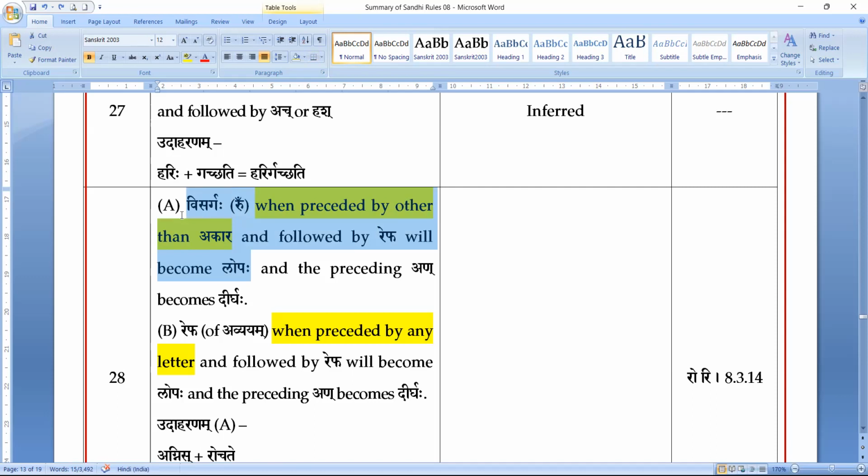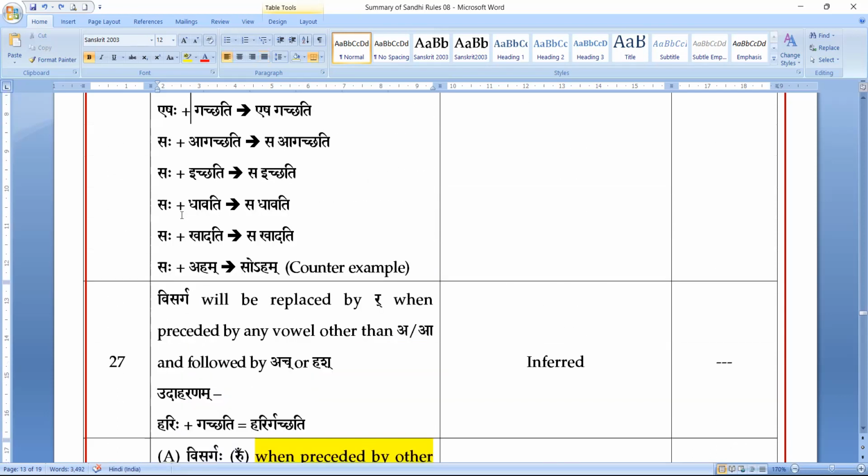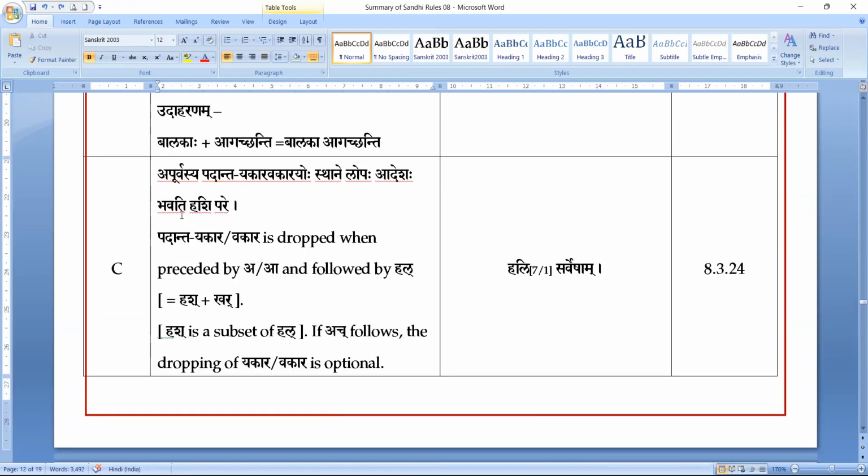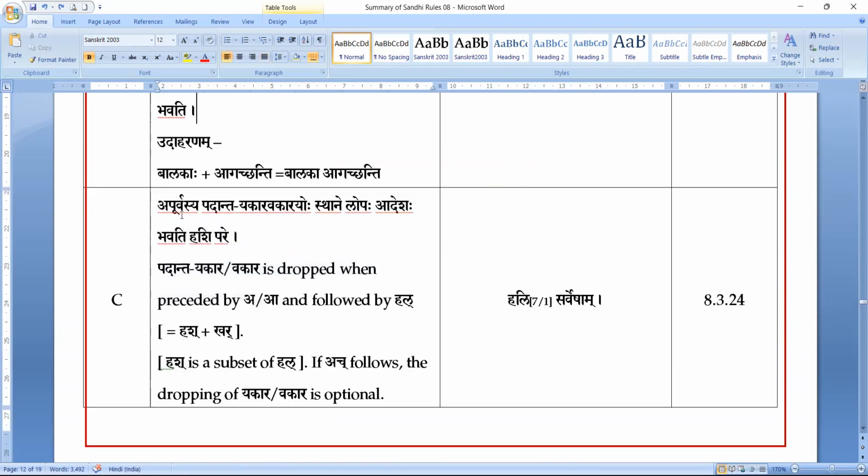It is not one of the Ach to become yakara and then drop. It is yakara; yakara will come and then drop. That's what happens. You see, you have to be very alert. What is written here? Padanta yakara, vakara is dropped when preceded by akara or followed by hal, and yakara vakara comes in the place of Ru.